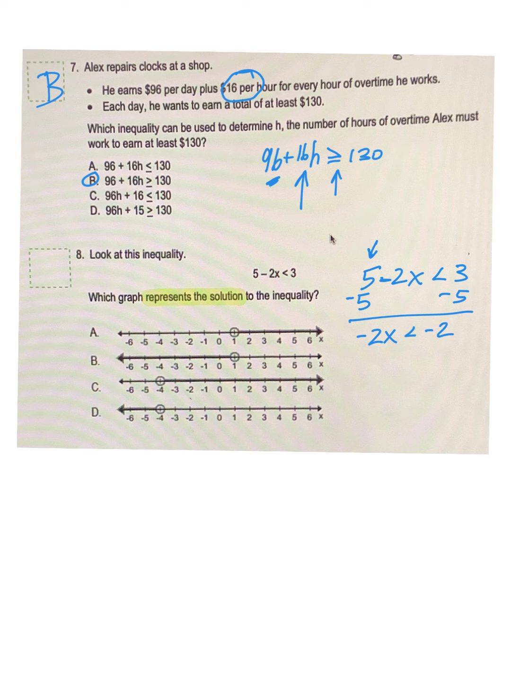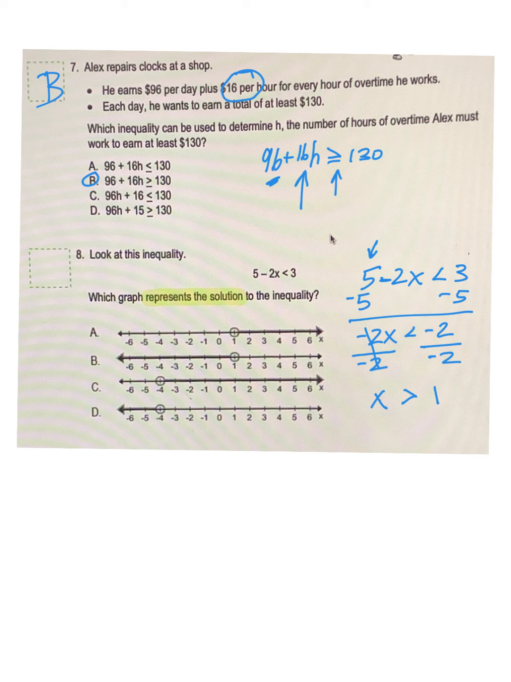Next, we look to see if anything is being multiplied or divided by the variable, and here we have negative 2 being multiplied by the variable, and the opposite of multiplying is dividing. These cancel out. Negative 2 divided by negative 2 is positive 1, and because we divided by a negative, the sign changes its direction. So the answer that we have to graph is x is greater than 1.